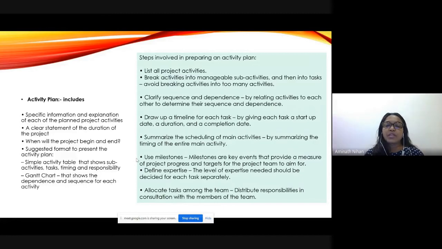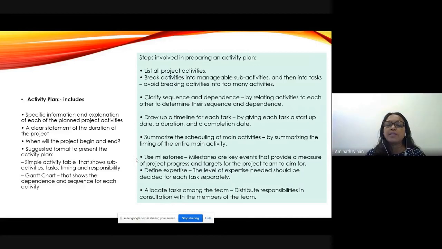List all project activities, break activities into manageable sub-activities, right? So these are the main project activities. Under it, write what are the other activities that fall under it. Those are the sub-activities. By relating activities to each other, determine their sequence and dependence, right? Draw up a timeline for each task. Starting date, duration, completion date for each task.